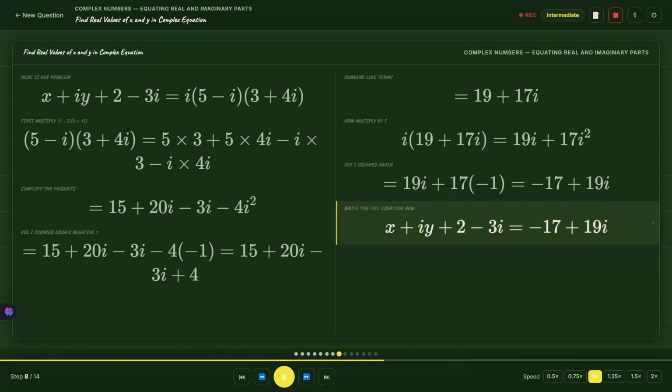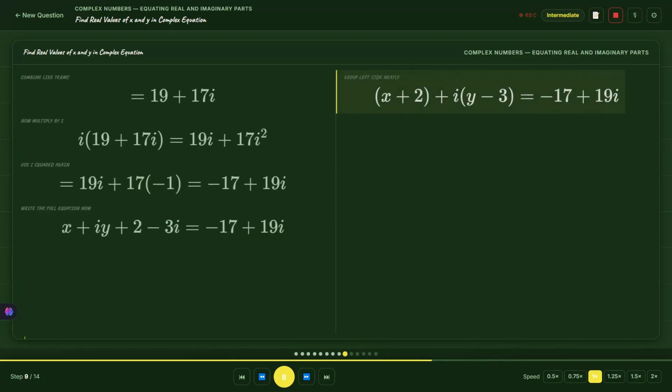Now let's write our whole equation with the right side all cleaned up. See? It's looking much simpler now. On the left side, let's put the number parts together and the i parts together. The numbers are x and 2. So that's x plus 2. The i parts are i and negative 3i, which we can write as i times y take away 3.